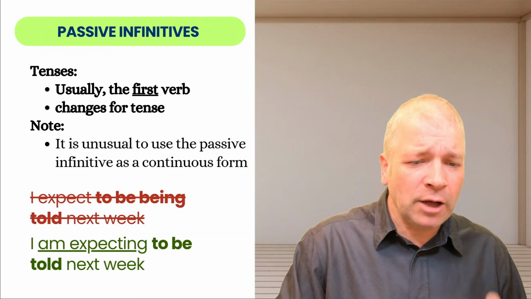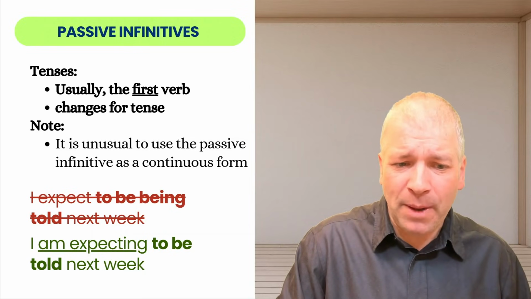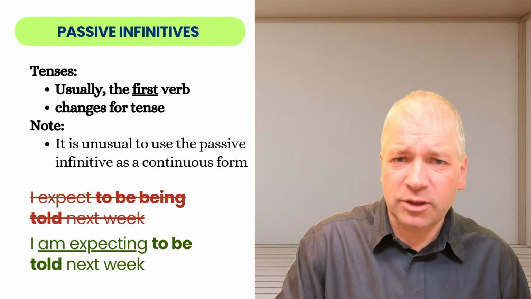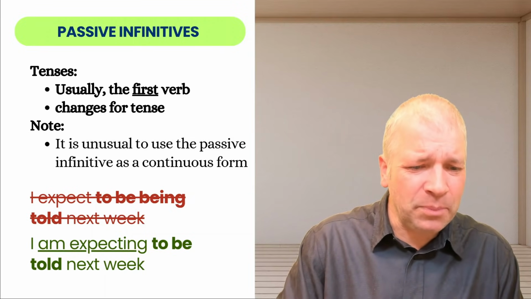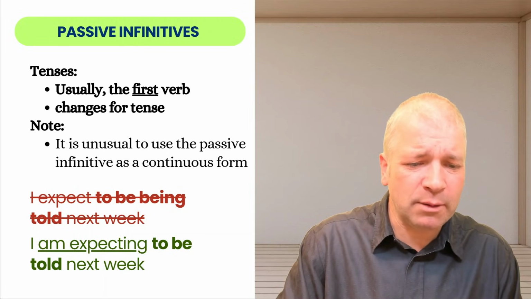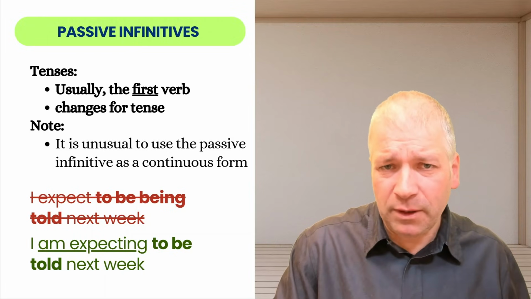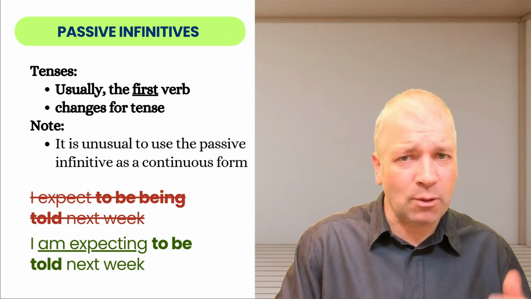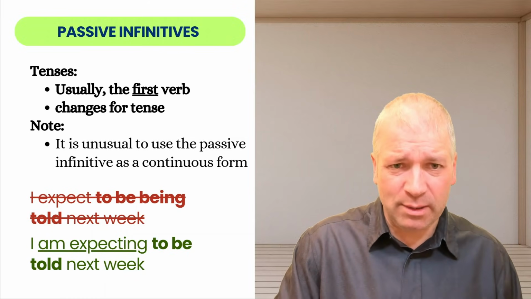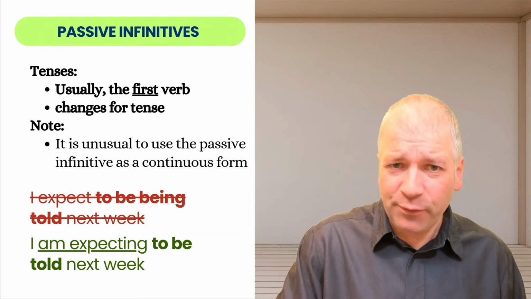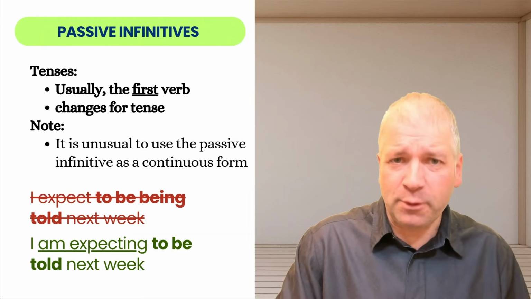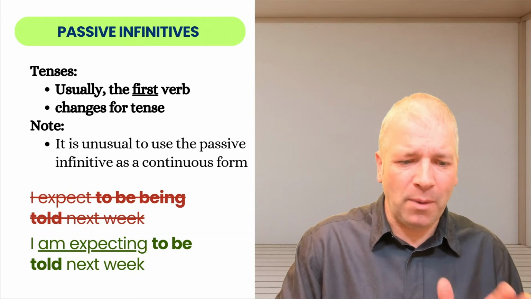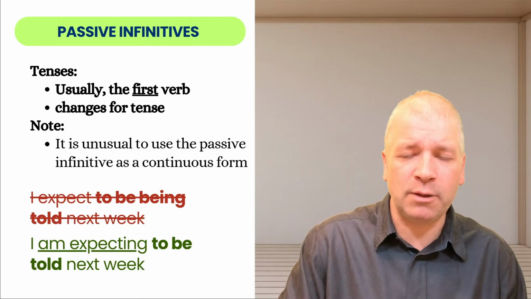First of all, it is unusual to use the passive infinitive as a continuous form. So, "I expect to be being told next week." That's not something that we would generally use. It's quite confusing to have be twice in a row. Instead, again for the continuous form, change the first verb, expect, into the continuous form. "I am expecting to be told next week."